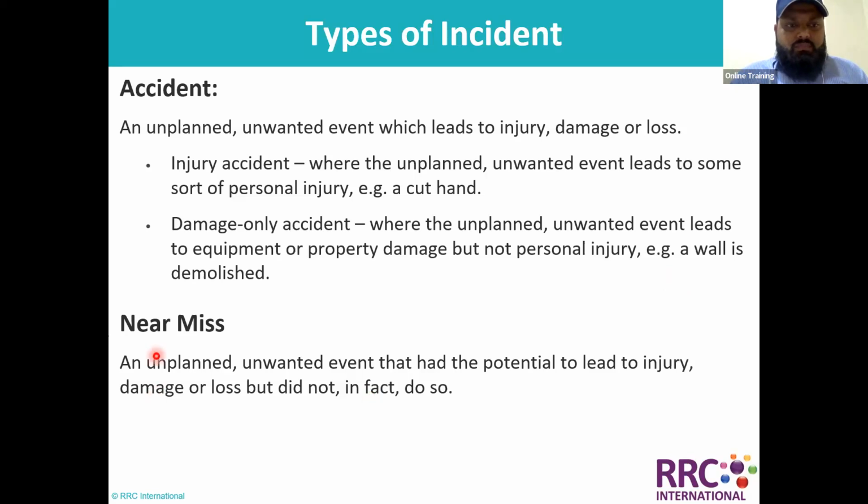Next is near miss. The same scenario is happening: unwanted, unplanned, unforeseen, unexpected sequence of events, but nothing happens. This is what we call near miss. Although it had the potential to cause harm, nothing happens, we call it near miss. For example, if someone is working at height, carrying tools in his pocket, I will be explaining it over here.